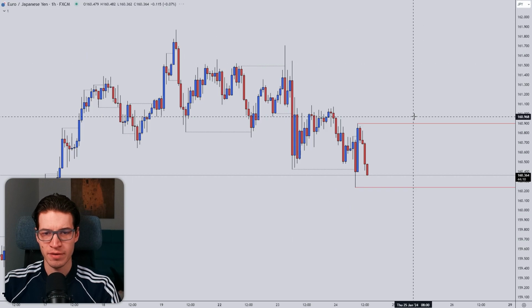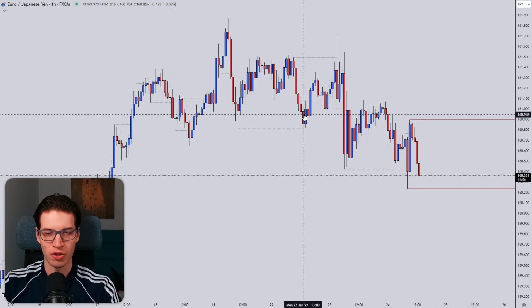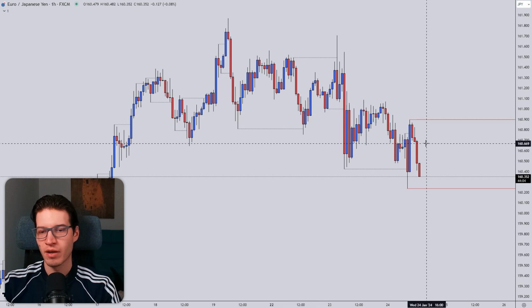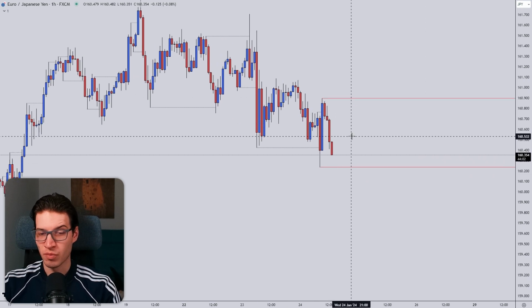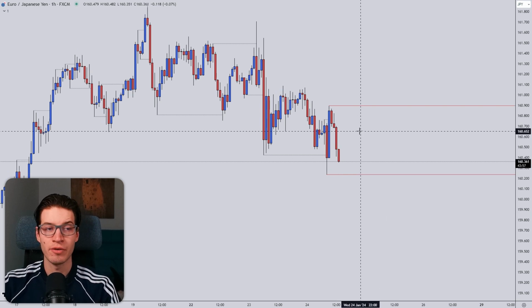Maybe you can make a case for the euro and the Japanese yen with this very corrective descending, but I would not put it on the watch list just yet. I want to see either bullish or bearish pressure, or I want to see it descend a bit more. Show me a cleaner descending.